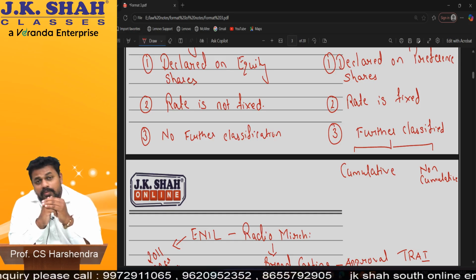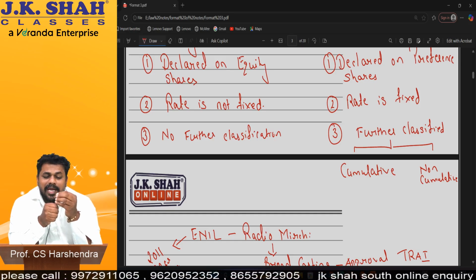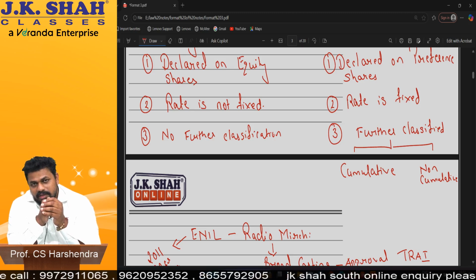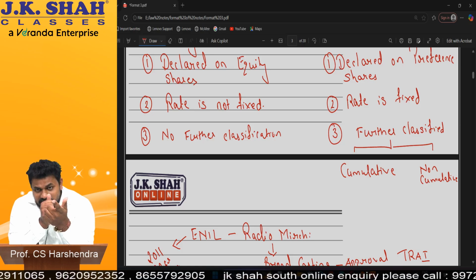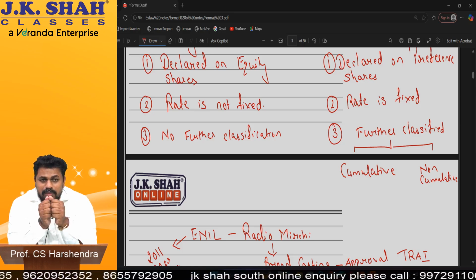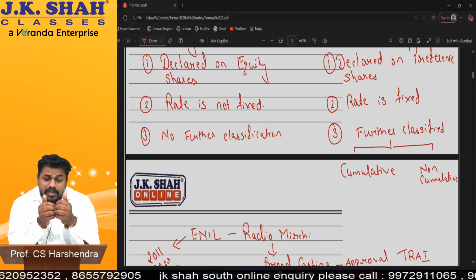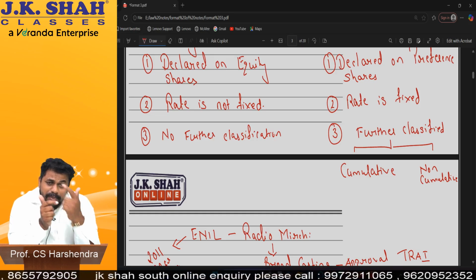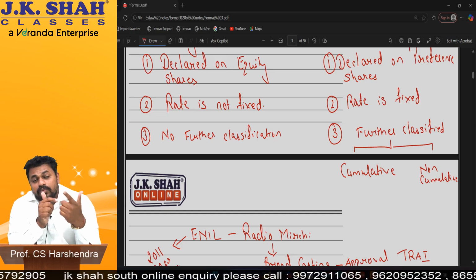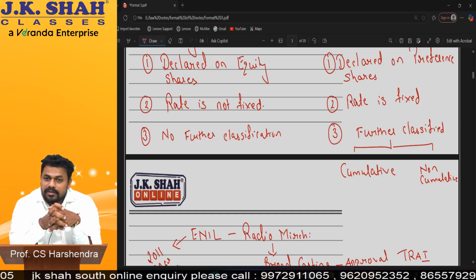So cumulative preference shares means dividend will be cumulated over the years. Every year you get a fixed dividend, but in any year you did not get it, I told you the reason also, profits are not there, board did not declare, so next year you will get that dividend. That arrears of dividend will be cumulated and paid to you in the forthcoming years. Am I clear with this thing?